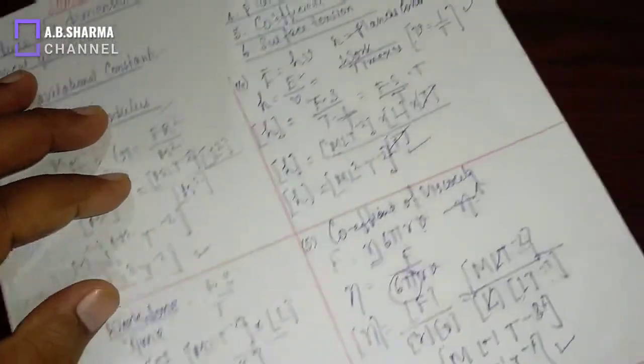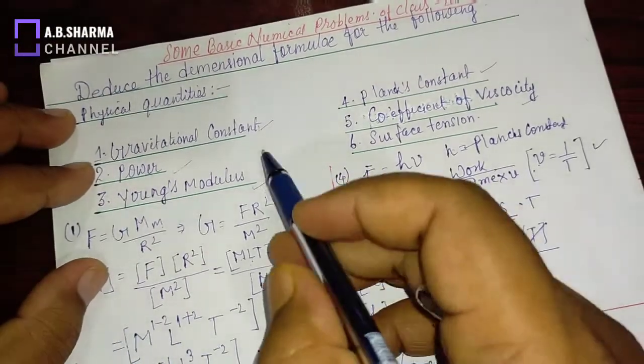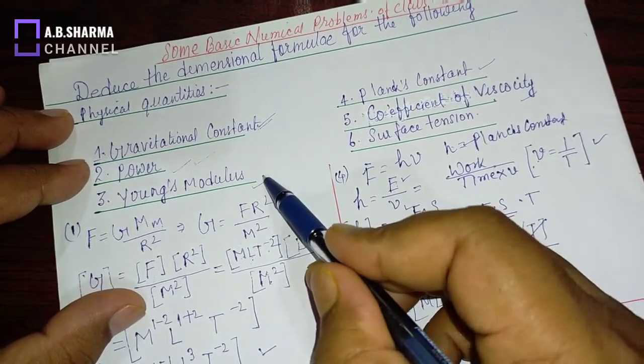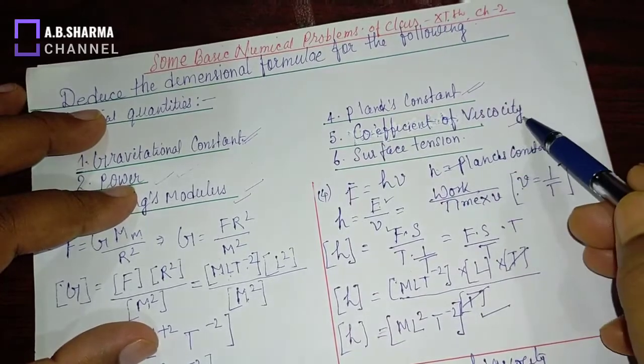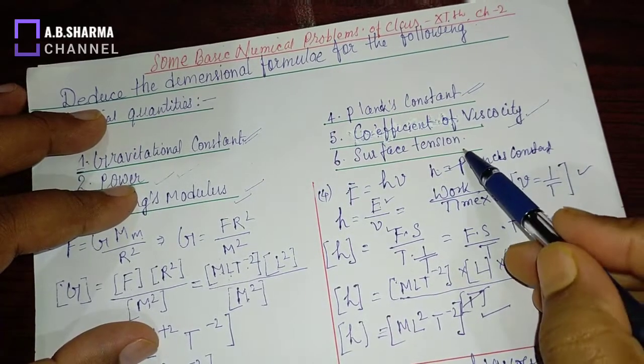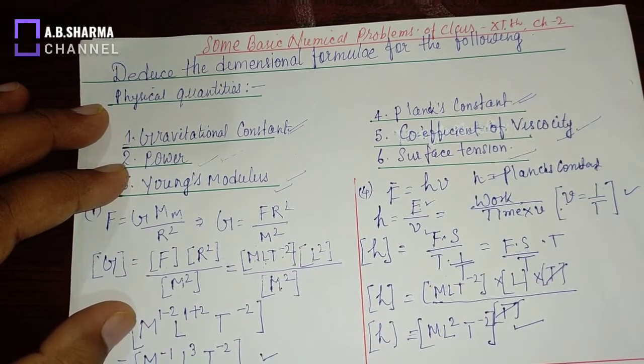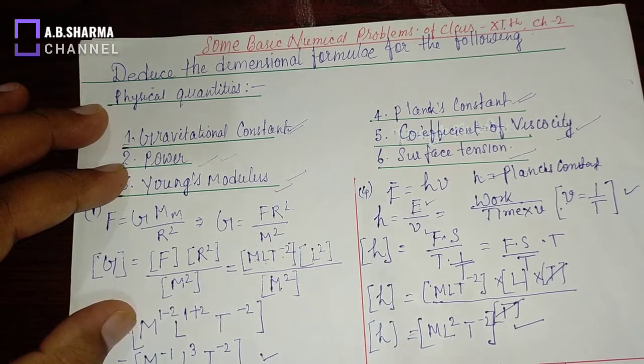So these are the dimensional equations of some very important physical quantities, that is gravitational constant, power, Young's modulus, Planck's constant, coefficient of viscosity and surface tension. You first try to find the dimension by yourself, then see the solution. Now some questions from dimensional analysis.